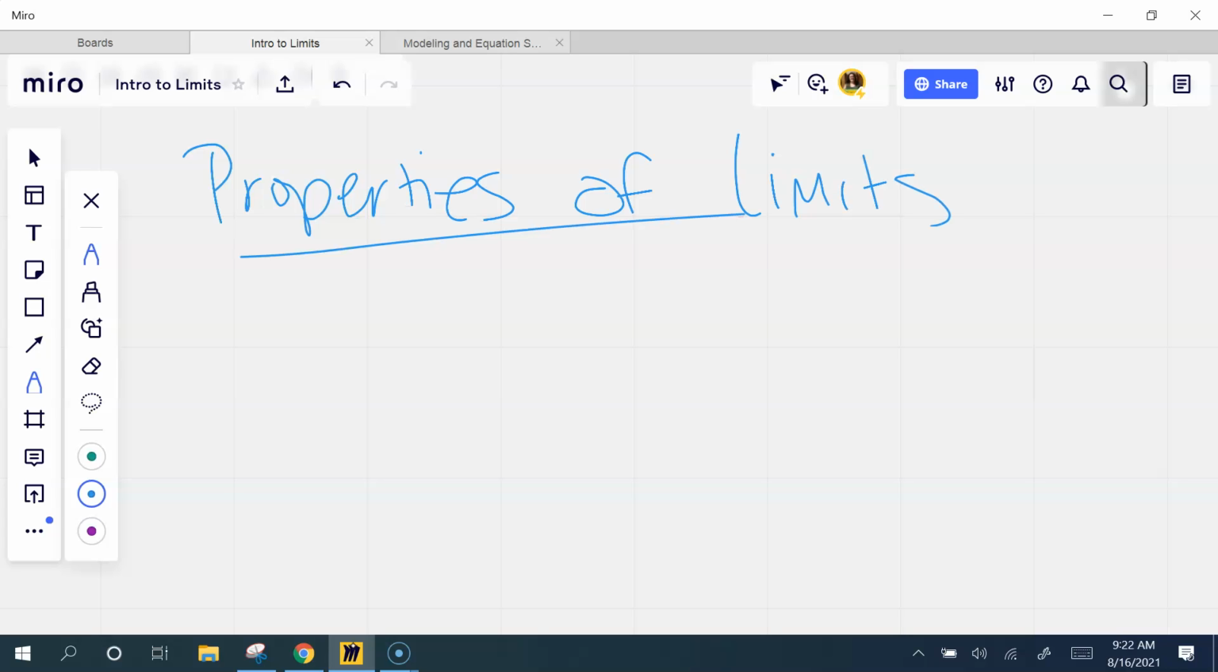There are 7 that I want to run through real quick. They're not hard. They're super easy and they're very intuitive. Okay. The first one is, I'm not even going to call it number 1. I'm just going to call it just important property. The limit of a constant is always the constant.